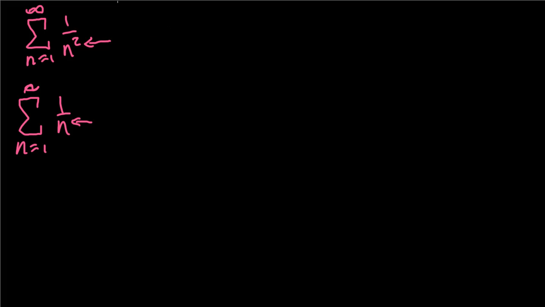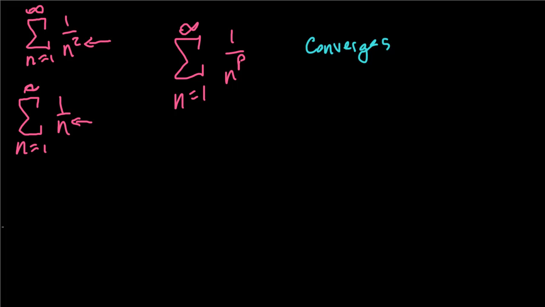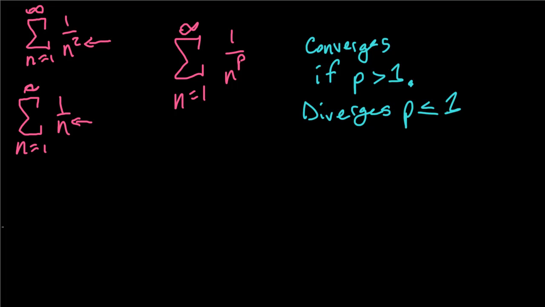Now, what do we do when we have a sum that follows this trend of 1 over n to some power? Let's say our sum is the sum from n equals 1 to infinity of 1 over n to some power p. We can say that this series converges if p is greater than 1. However, it diverges if p is less than or equal to 1.